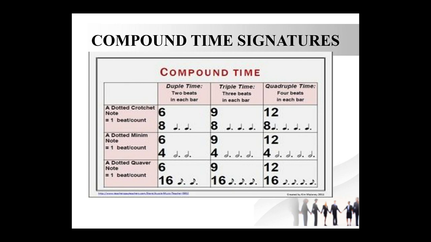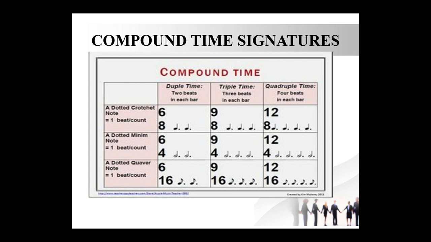And then with the 9/8, 3 dotted crochets. So 3 dotted crochets, meaning that you need to get 9. So 1 dotted crochet will give you 3. So 2 of them will give you 6, plus another dotted crochet, which will give you 9. And then the 12/8, when you divide them, you also get 12 quavers.